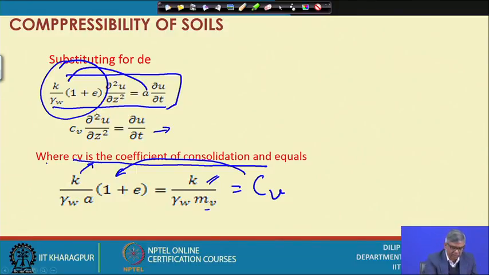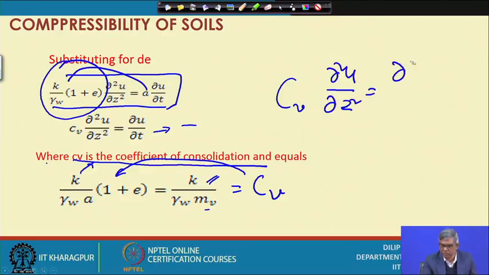So, the ultimate equation becomes Cv into del 2 u by del z square equal to del u by del t. This is a particular form of mathematical equation, a partial differential equation, and this will have a standard solution. So, we can try to solve it for u.